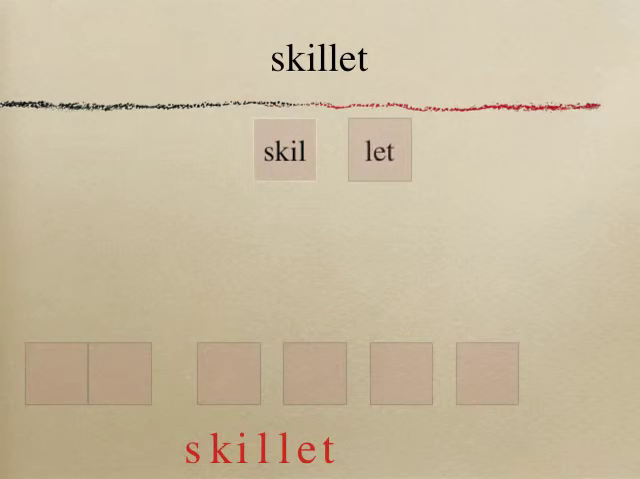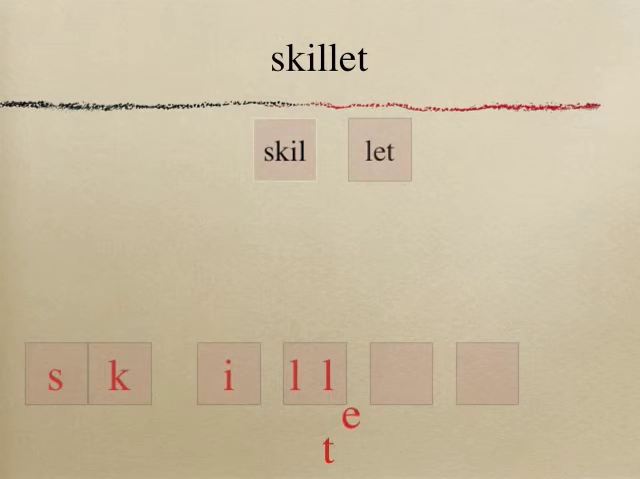Okay, now sound that we hear, sk. So we have an S. Now that K sound could be made by the C or the K, but there's an I in there, so we know it has to be a K. Because ska is a blend, we're putting them both together. Ska, I, O, and they're both going to go in the same box. Skillet. Ska, l, t. Skillet.